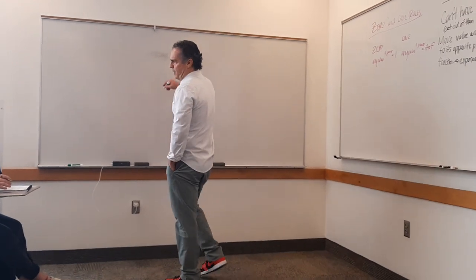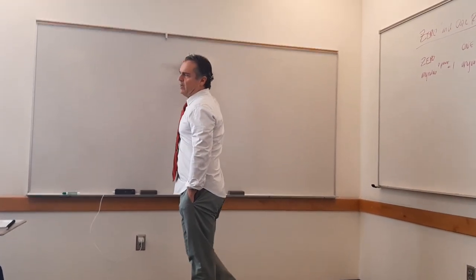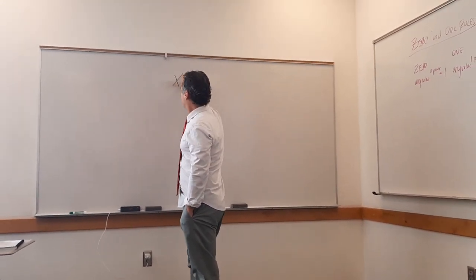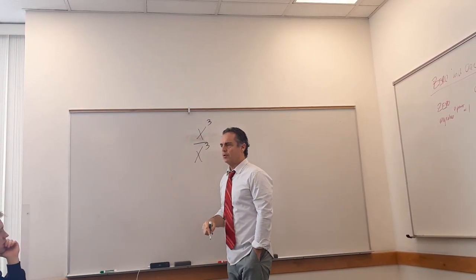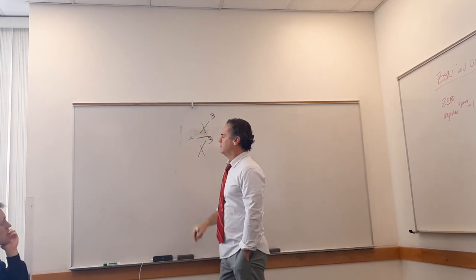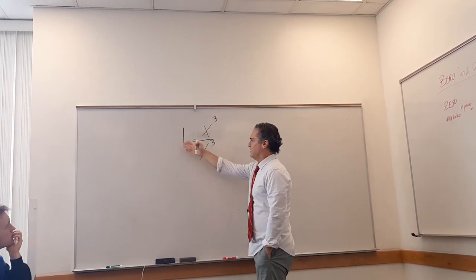Let's talk about the zero rule myth buster. You'd like to see the zero rule myth busted? So why did we wait? Example: x to the third over x to the third. Do you agree that that equals 1? Anything divided by itself equals 1, yes or no?